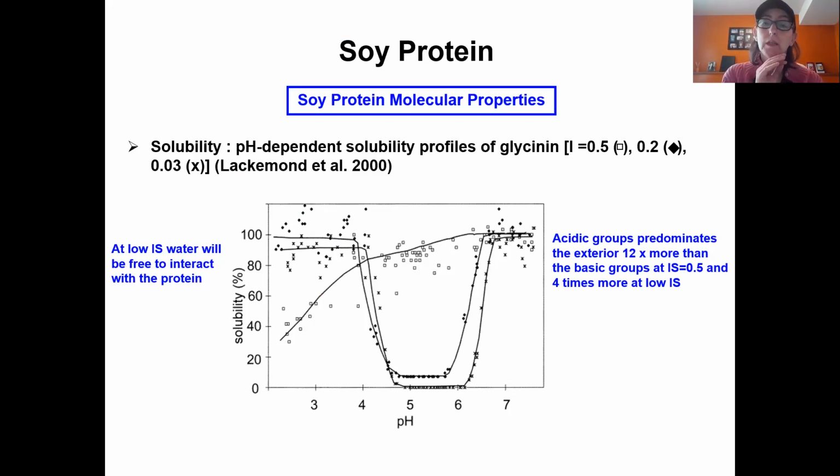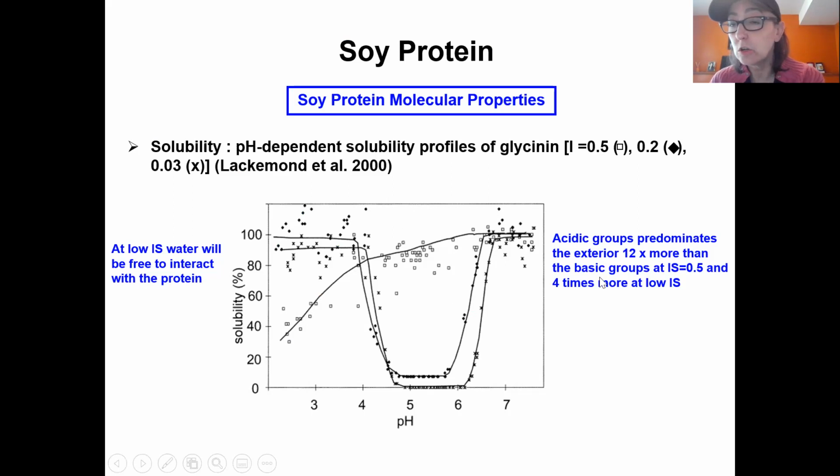Here we're looking at the impact of different ionic strengths on the solubility curve of glycinin. We see something very interesting at an ionic strength of 0.5, so higher salt or ion concentration. We see this unique curve. It starts with very low solubility here, and the solubility increases as we increase the pH.